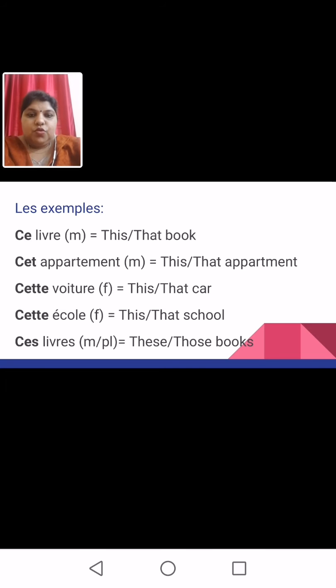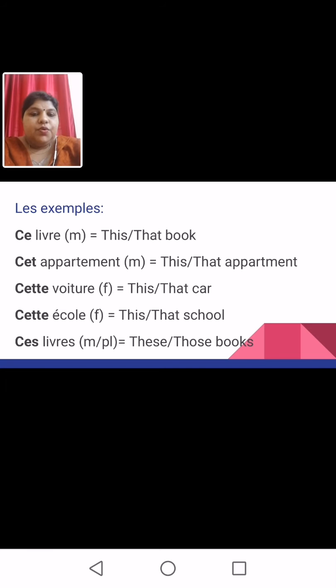Cet appartement. Appartement is a masculine noun, but it is starting with a vowel. So, you are using cet. Cet appartement, this or that apartment. Then voiture. Voiture is a feminine noun in French. So, you are using cette. Cette voiture, this or that car. École is again a feminine noun in French, and that's why you are using cette. Cette école, this or that school.